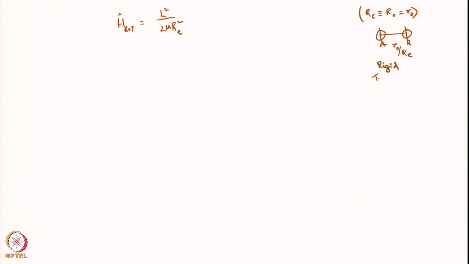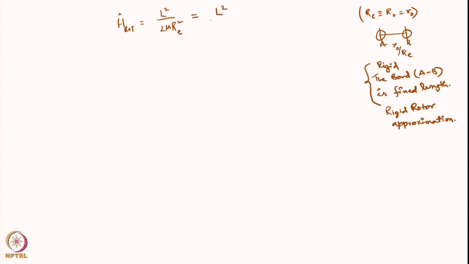So the bond of AB is of fixed length. That is also okay. So this gives you what is known as the rigid rotor approximation. Now, if that is the case, this can be written as L square by 2 I_e, where I_e is equal to mu R_e square, and this is called the moment of inertia.